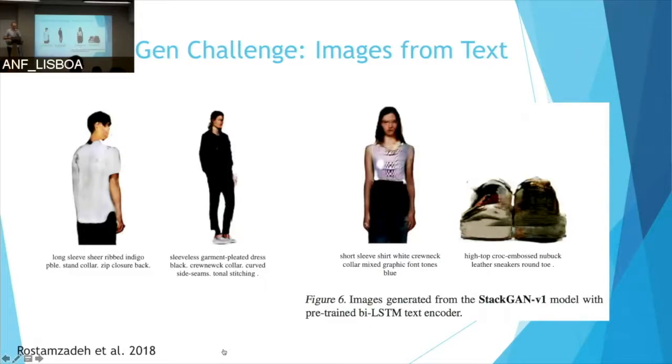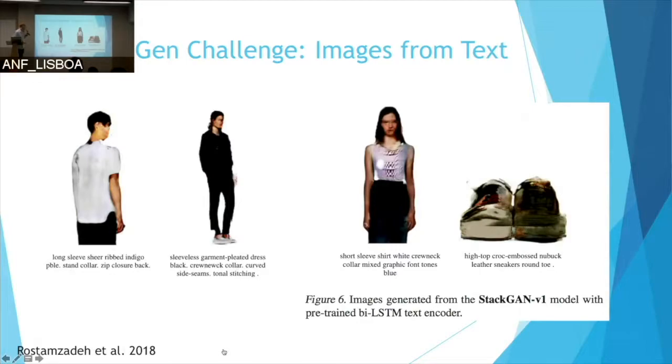Again, talking about automatically generating things or synthesizing things like we saw could be useful for generating fashion. So there's a few examples of that. Here's one where the input is the text description, and then it generates an image of what that outfit might look like. So here it says, for example, long sleeve, sheer ribbed, indigo, blah, blah, something.